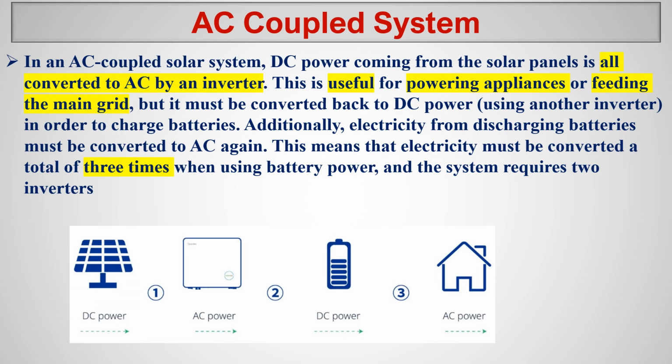Okay, so in an AC coupled system everything is converted to AC by the inverter. It's useful for powering appliances and feeding to the main grid. Another best application. One application I said, not application, where it's most suitable. Okay, where it is most suitable.